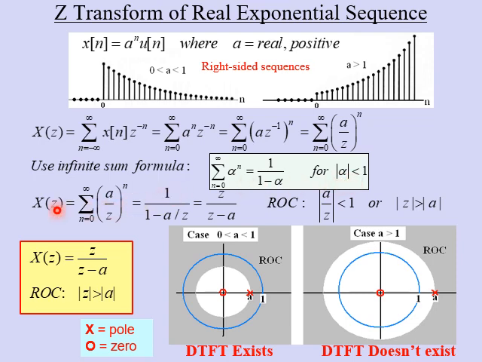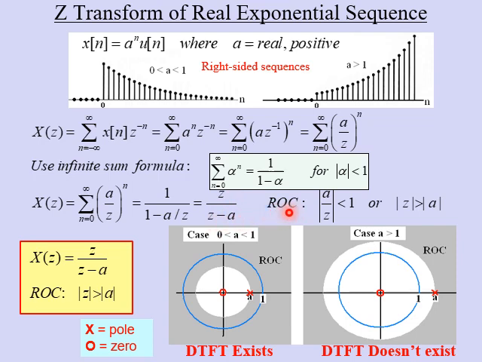So let's apply this to our result here for our z transform. X of z is the sum of a over z to the n. So using the infinite sum formula, we have 1 over 1 minus a over z. A over z, by inspection here, is our alpha in the infinite sum formula. We can clean this up. We've got a fraction inside of a fraction, so let's multiply top and bottom by z. So we end up with z over z minus a.